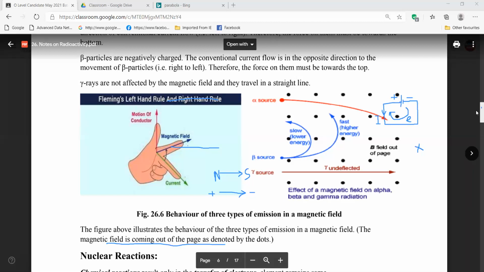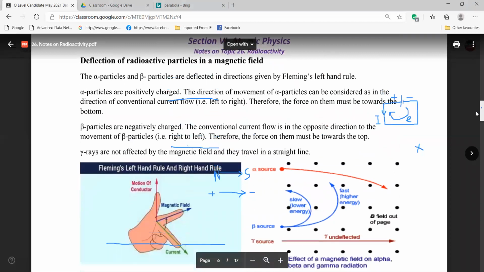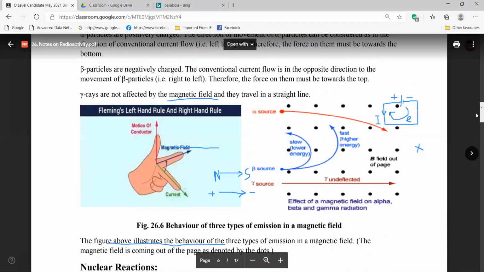So now the last one, gamma. You know already that gamma does not have any positive or negative charge. That's why gamma will always be undeflected in a magnetic field also.